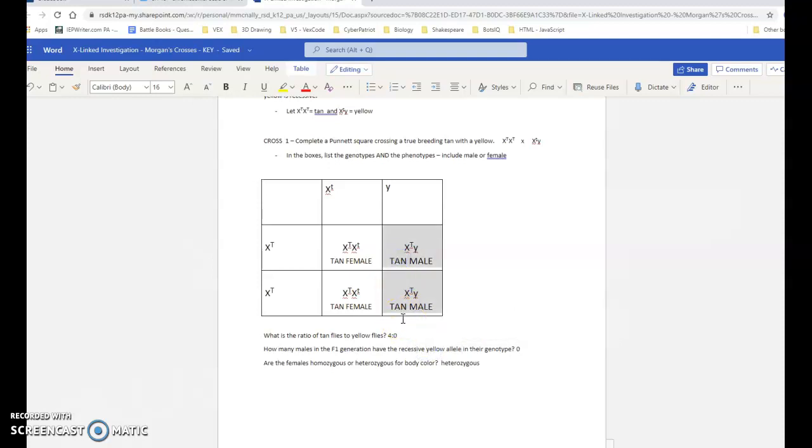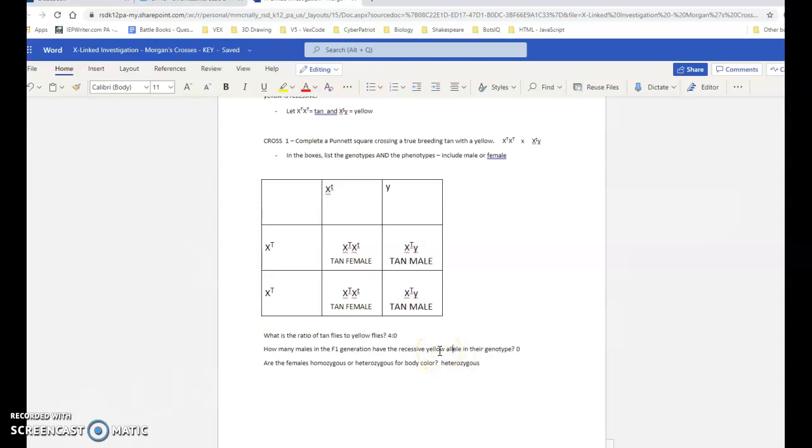There's none. So remember, too, that in this case, the little t would give us yellowness, but in Morgan's cross of eye color, the small w would give white eyes. We don't see them in this first cross. There are no white-eyed individuals in the first generation.